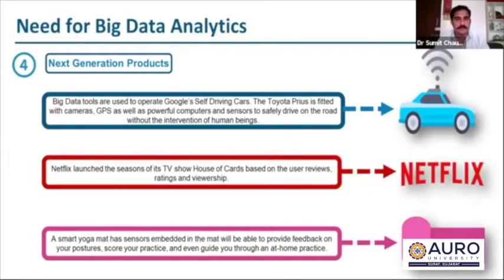Like the Toyota Prius, which is fitted with cameras, GPS, as well as a powerful computer and sensors to safely drive on the road without the intervention of human beings. That is the best example that we will see in the near future. Even some companies, Tesla, Toyota, have made this kind of self-driving car, but it is not for personal use up to now. So in future we will see that kind of self-driving cars with us. Number B, we have Netflix.